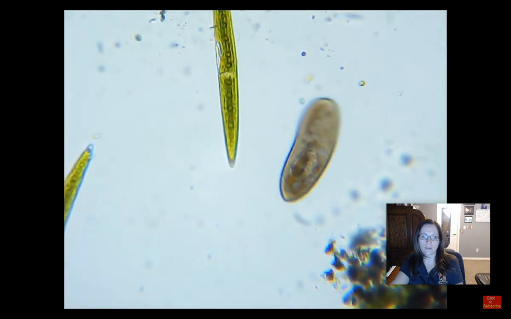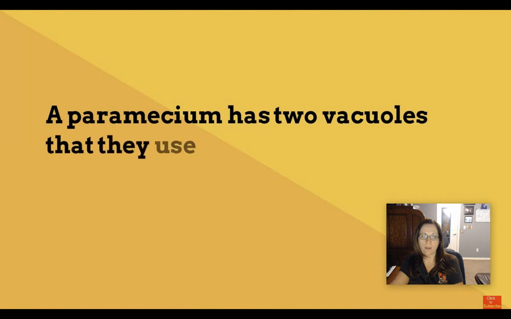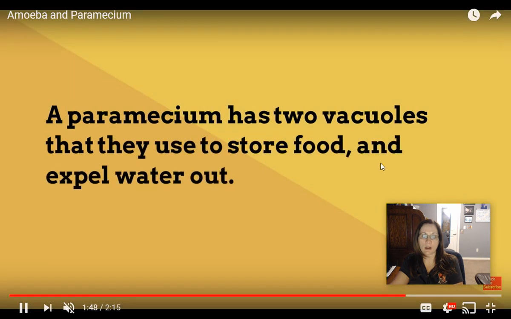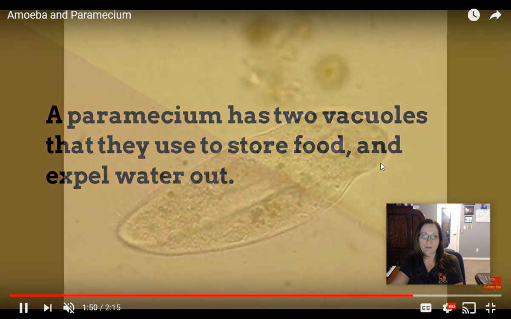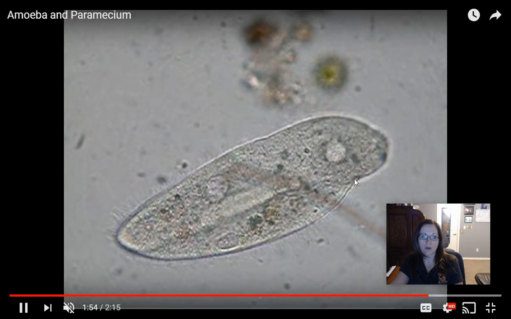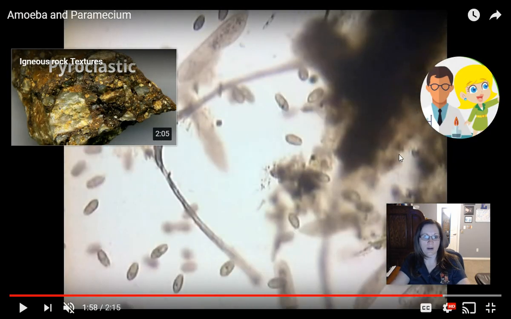There's another one. A paramecium has two vacuoles that they use to store food and expel water out. Look real careful, you can kind of start to see those little hairs there.